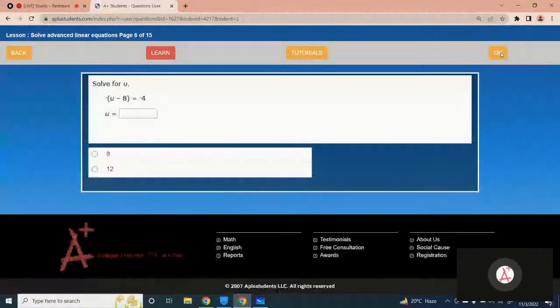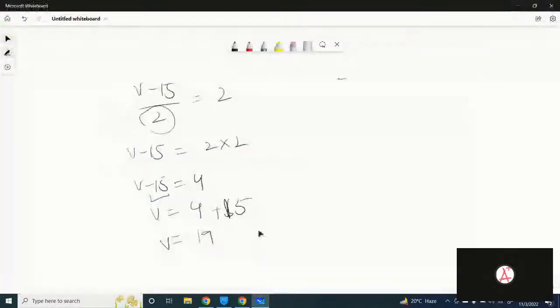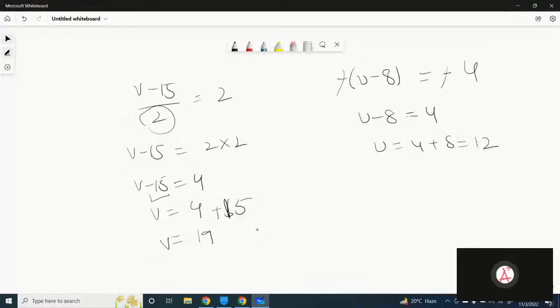Okay, the next one is negative u times 8 equals negative 4. So the negative sign that is outside the bracket cancel out with the one that is with 4. Got it? Let me do it on board. Negative u minus 8 equals negative 4. So the negative sign cancel out with each other. Just shift negative 8 to the other side, so it would be then added. So 4 plus 8 is 12. Got it? So select the correct option and click on the OK button.